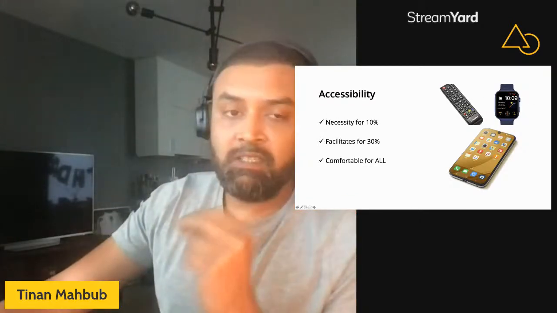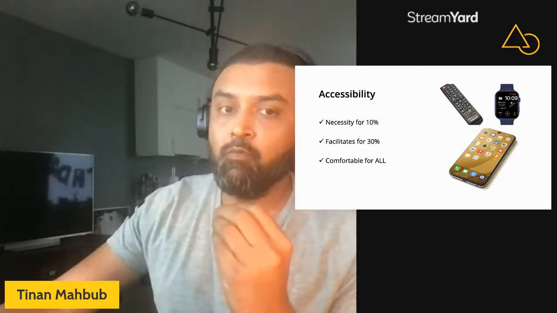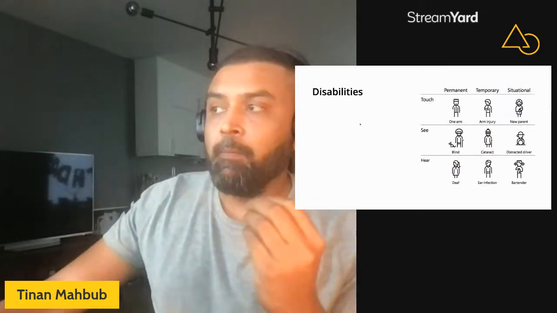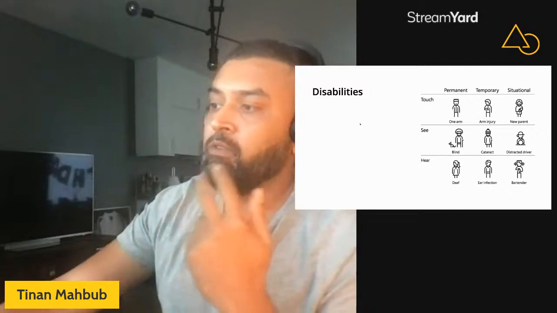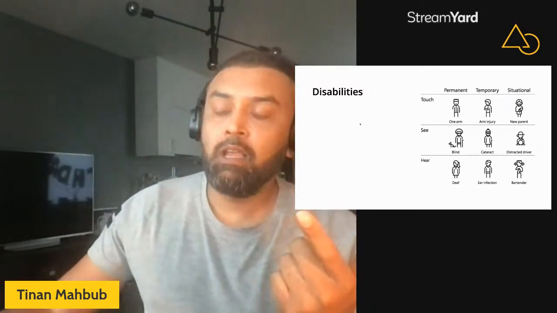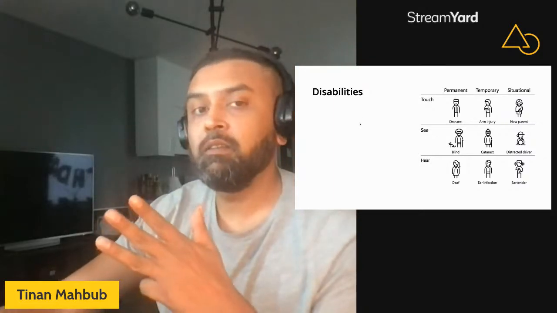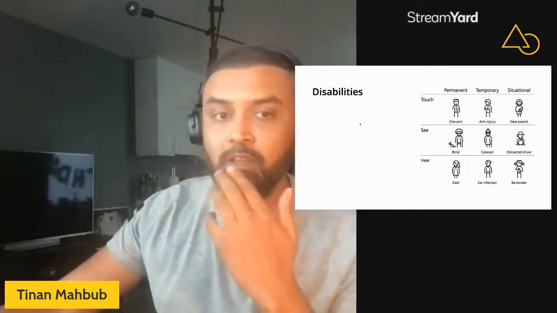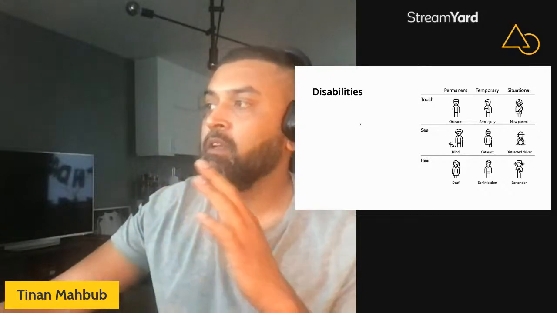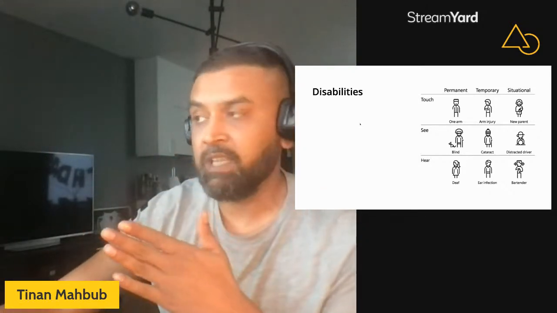So to understand accessibility, we need to understand disabilities. What is disability? Disabilities come in three general forms. That's touch, see, and hear. And those three are divided into three different states. As you can see in the picture, there is the permanent state, the temporary state, and the situational state.